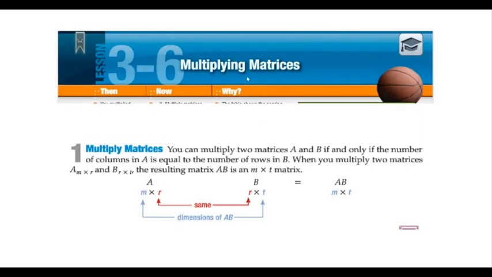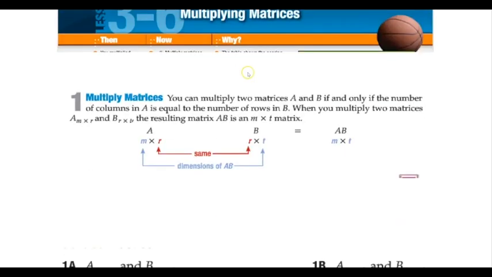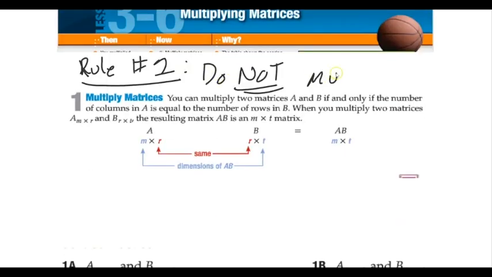Multiplying matrices. This is very different than adding. Adding matrices is the easiest thing in the world. You just add corresponding parts. Multiplying matrices, you do not do that. Rule 1, do not multiply corresponding parts. That is not what you want to do.